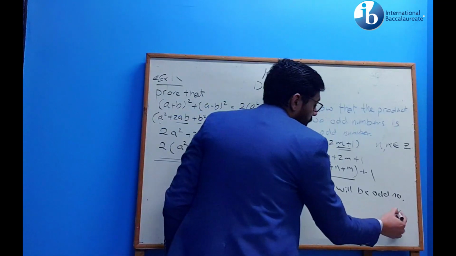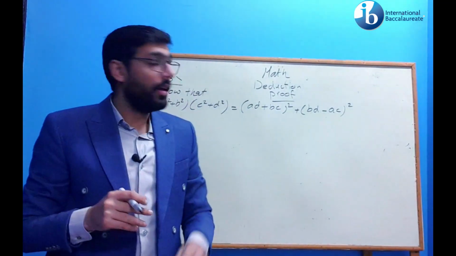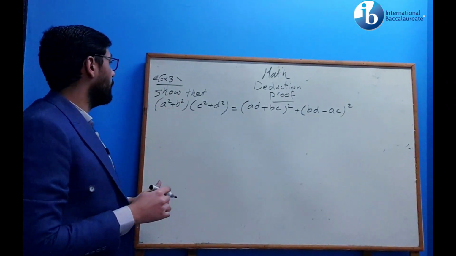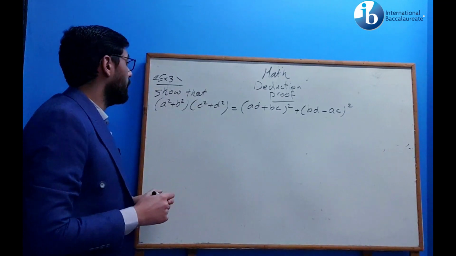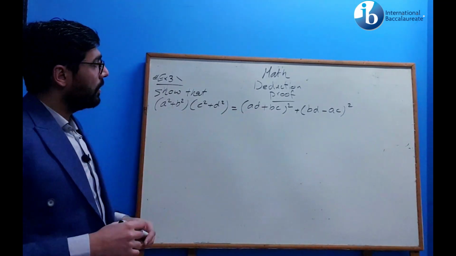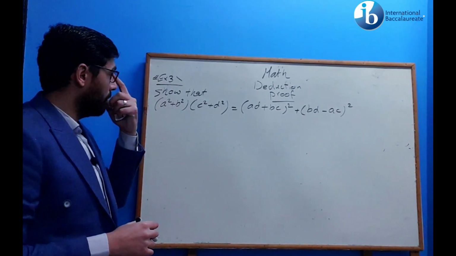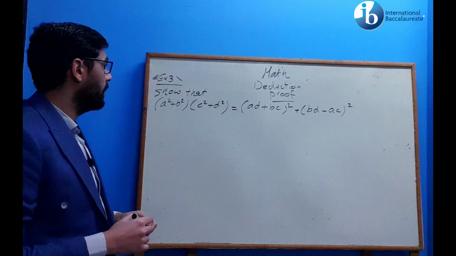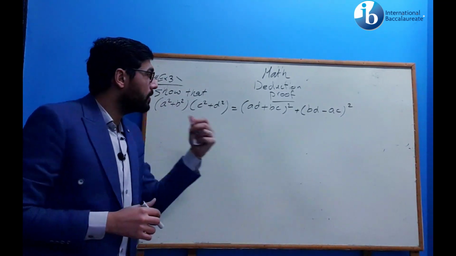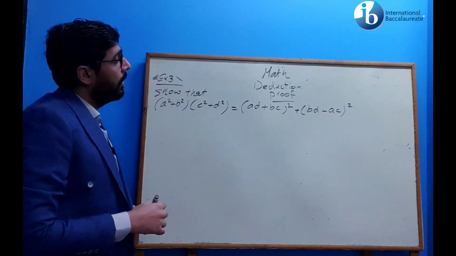That's it. What about the third question? In this question, he said, show that (a squared plus b squared) times (c squared plus d squared) equals (ad plus bc) all squared plus (bd minus ac) all squared. This is a critical one. What if we start from the left-hand side to find the right-hand side? Here we don't have any negative, but here we have a negative.